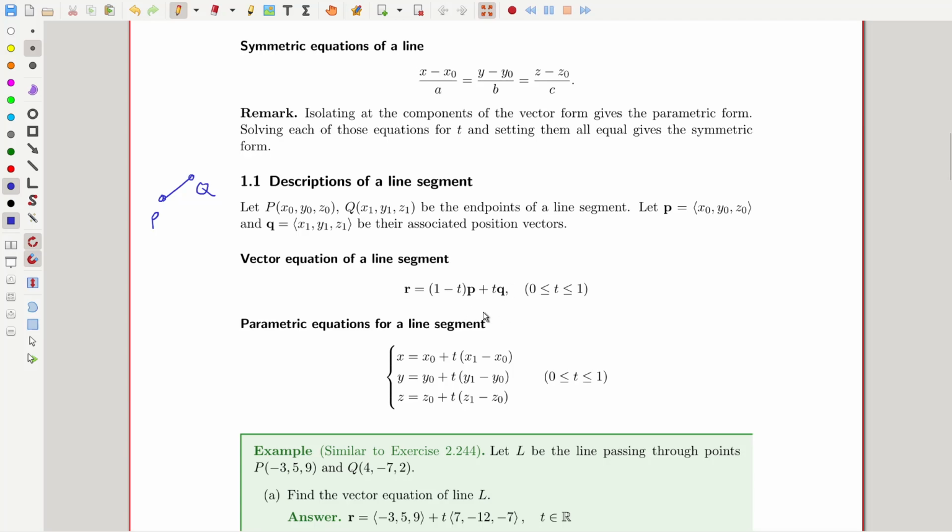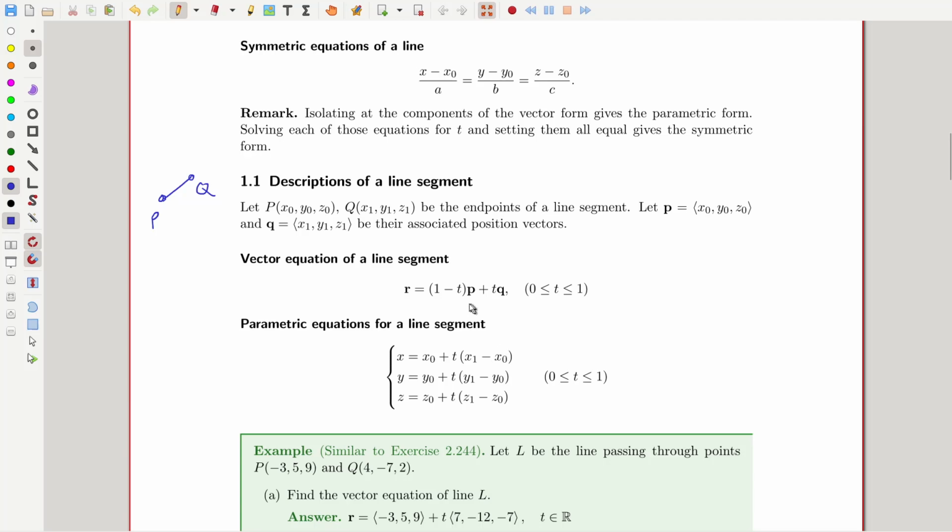So this means that this traces out a line that passes through the points P and Q. And if we enforce that the time t needs to lie between 0 and 1, then it only goes from P to Q, and it does not extend further beyond it. And so this is an equation for the line segment extending from P to Q.